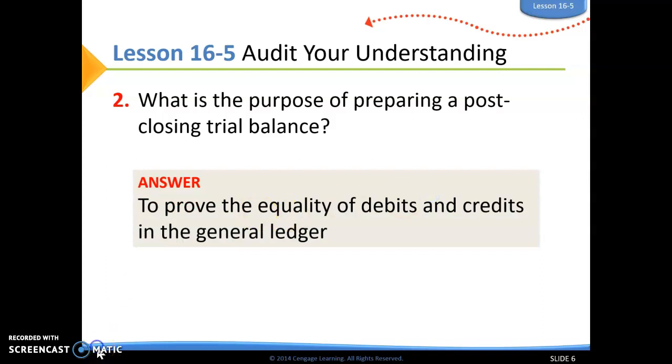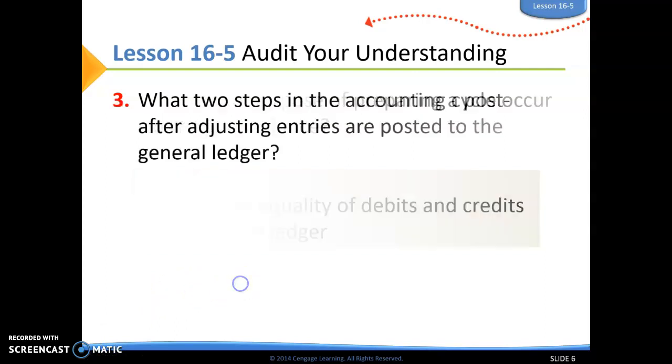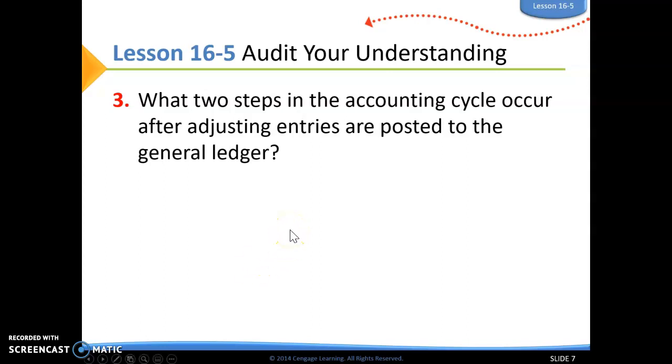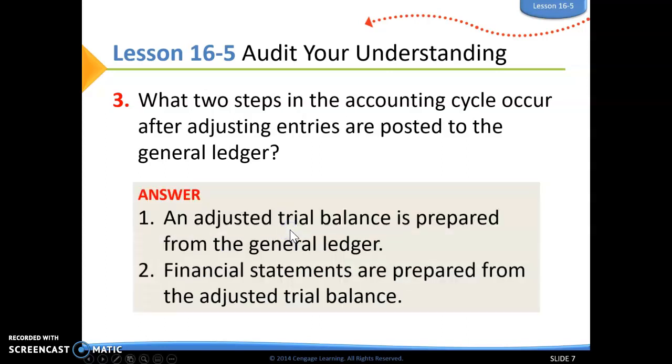Number two, what is the purpose of preparing a post-closing trial balance? This is to prove the equality of debits and credits in the general ledger. Number 3, what 2 steps in the accounting cycle occur after adjusting entries are posted to the general ledger? Number 1, an adjusted trial balance is prepared from the general ledger. And then number 2, financial statements are prepared from the adjusted trial balance.